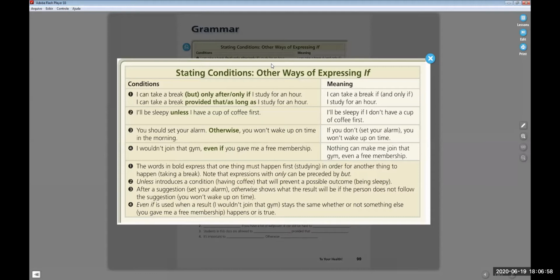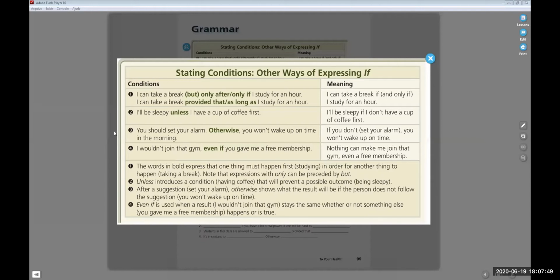Can you read the first condition, Mr. Matthew, please? I can take a break, but only if I study for an hour. I need you to use "only after" first, and then read again using "only if," please. I can take a break, but only after I study for an hour, and I can take a break only if I study for an hour. All right. What's the meaning of this? I can take a break if and only if I study for an hour. All right. Only after, only if.